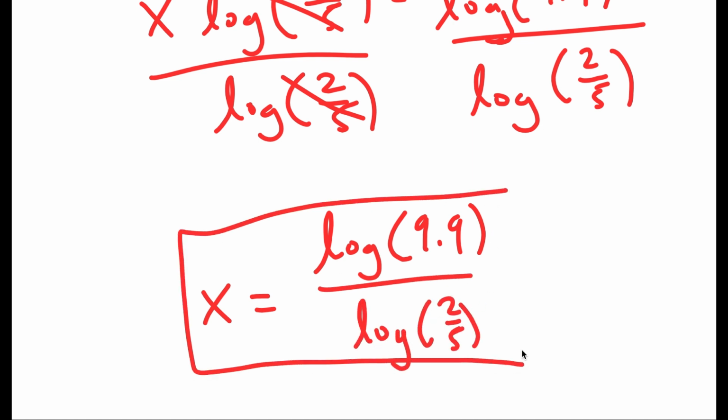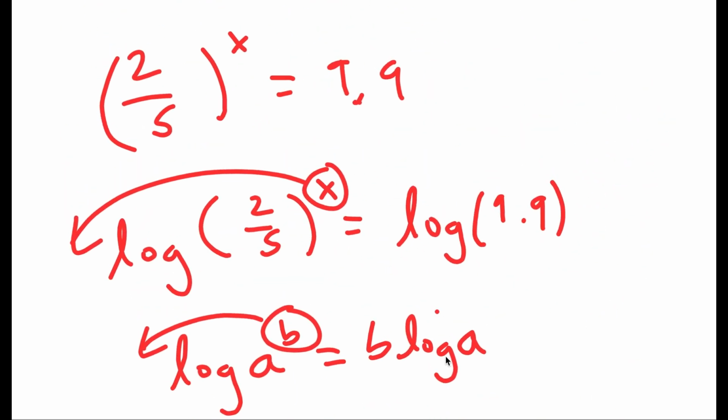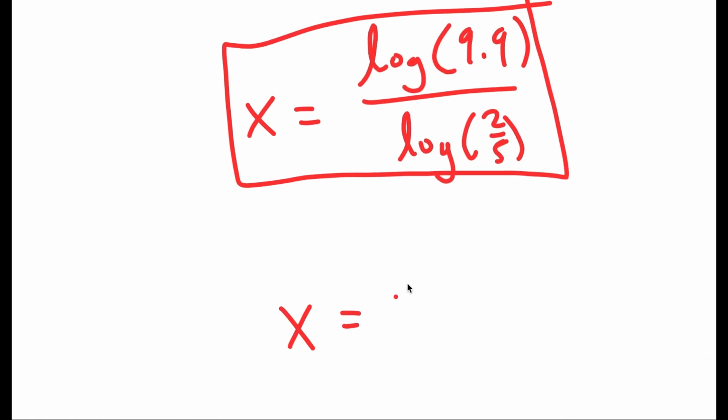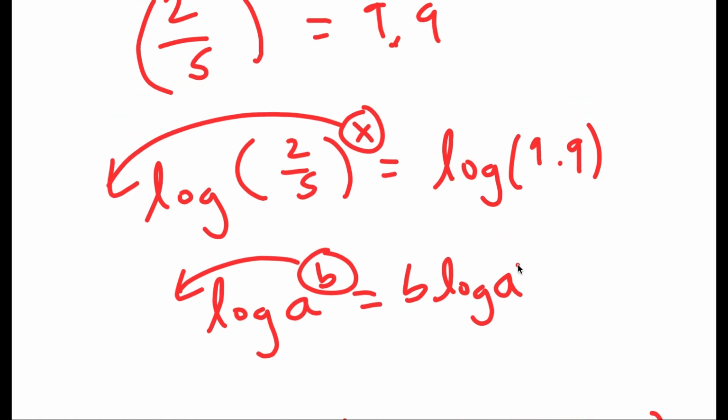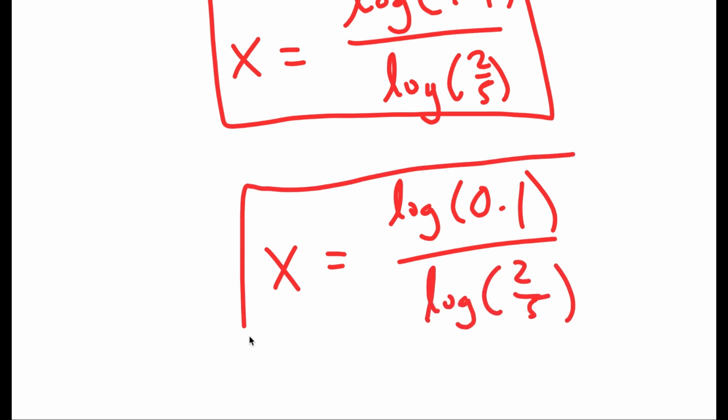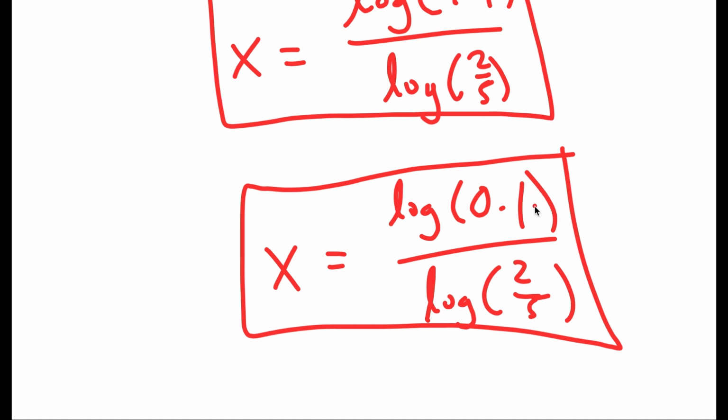So this is one solution. And if we do the same thing with 5 minus 2 root 6, which is 0.01, I get x is equal to log of 0.1 over log of 2 over 5. So these are my two solutions.